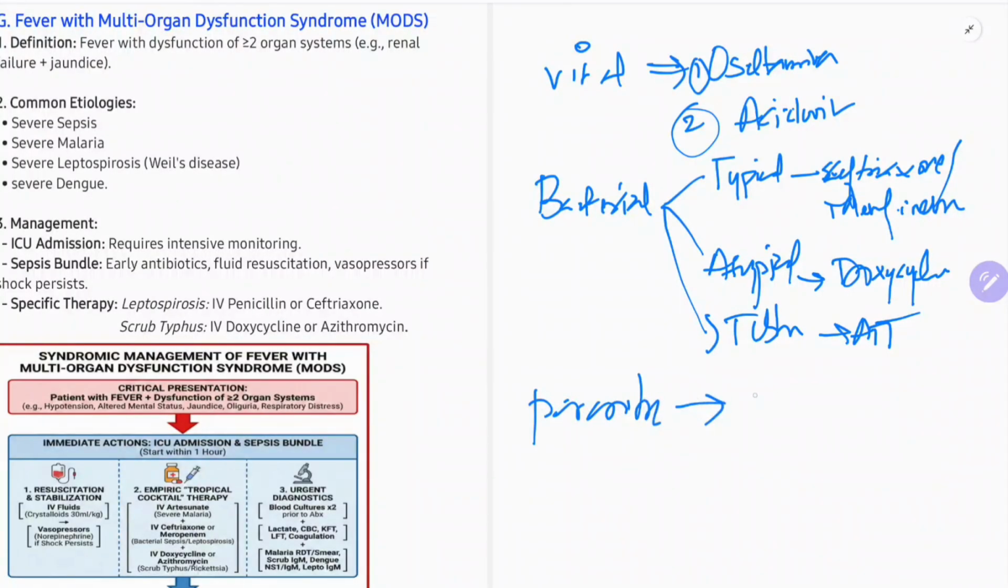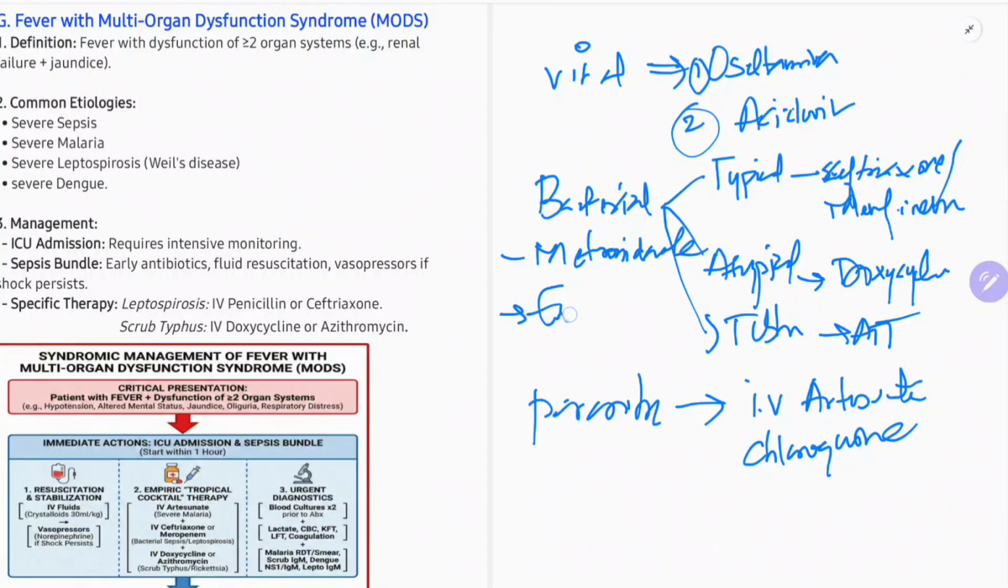Parasitic is nothing but malaria, so IV artesunate should be given, or chloroquine if it is stable. One more thing in bacteria is anaerobic bacteria. You should have metronidazole, particularly in fever with abdominal features. In the urinary tract you should have enterococcus cover, particularly in elderly and catheter patients. For enterococcus, you should give IV ampicillin. So that's all about the syndromic management of fever. Thank you.